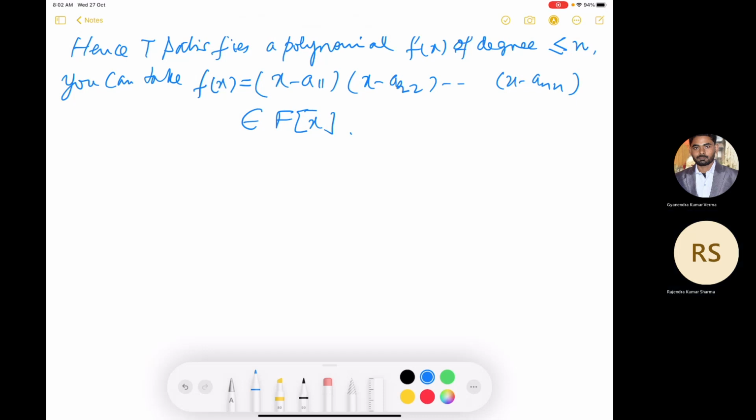That means the matrix of T with respect to an ordered basis B is triangular, particularly lower triangular. That's what we proved. We further proved that in such a situation, T will satisfy a polynomial of degree n over F. And the polynomial that we proved satisfied by T is f(x) equal to (x minus a11)(x minus a22) up to (x minus ann). And if you see the matrix of T, a11, a22, up to ann are the diagonal entries.